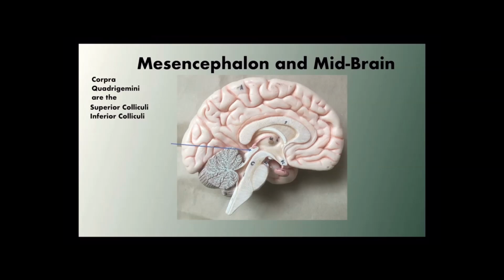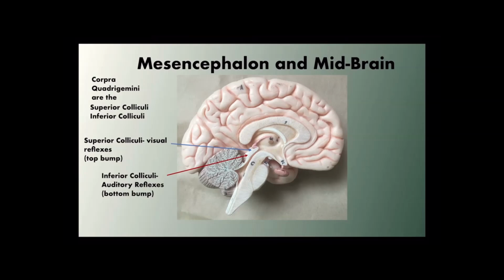That arrow's pointing to what? That's right. Superior colliculi, responsible for visual reflexes. It's that top bump. Think about your eyes are on top of your ears. Look at the red arrow there, pointing at the inferior colliculi, auditory reflexes. So superior colliculi is visual reflexes. Inferior colliculi is auditory reflexes on the bottom.